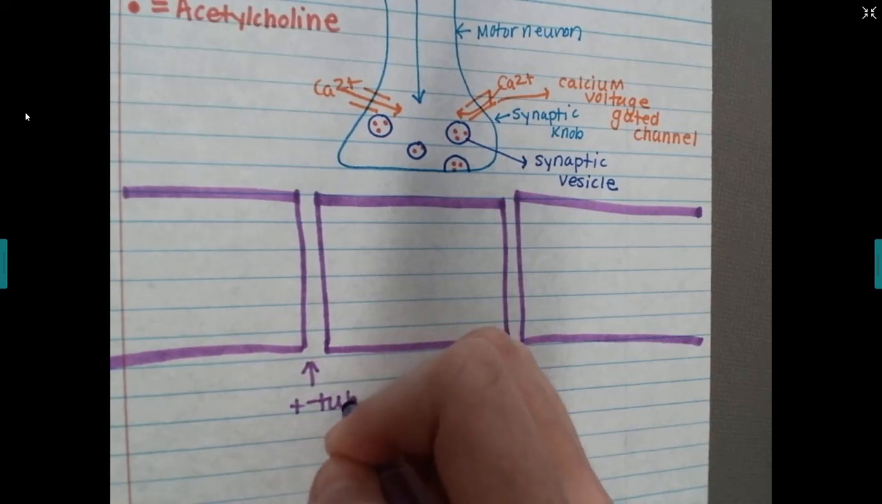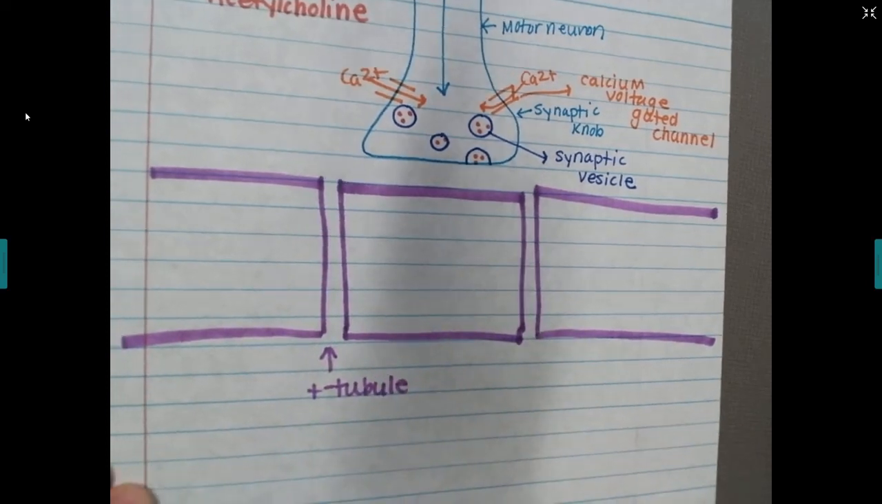Okay, so last week we talked about terminal cisternae, and we talked about T-tubules, and the combination of two terminal cisternae and a T-tubule would create a triad.